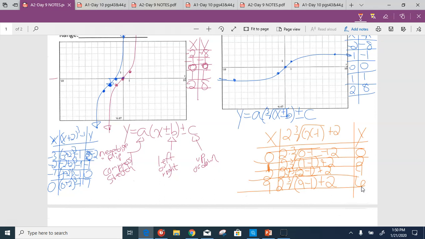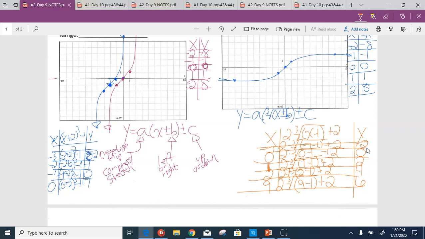But I want to get a negative 8 on the bottom, so I'll have to use a negative 7 down here. Negative 7 minus 1 is negative 8. The cube root of negative 8 is negative 2. Times 2 is negative 4. Plus 2 is negative 2. So my points are at negative 7, negative 2.